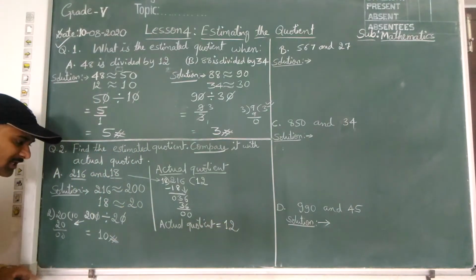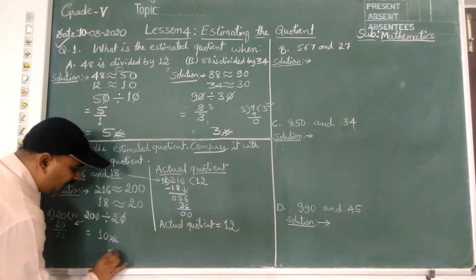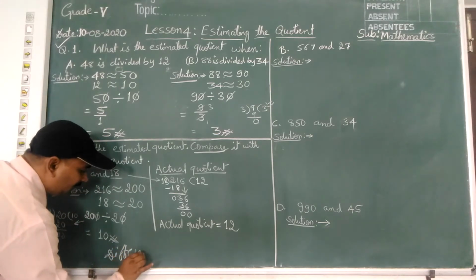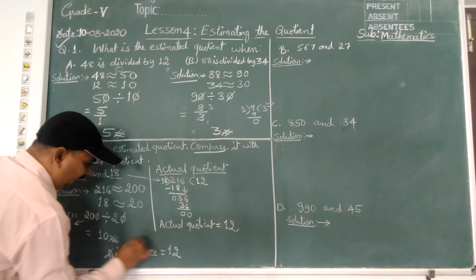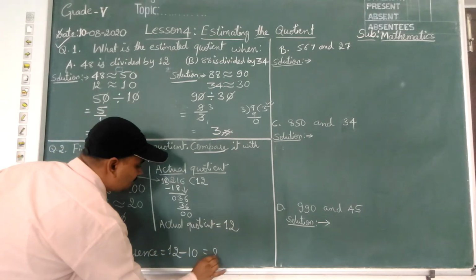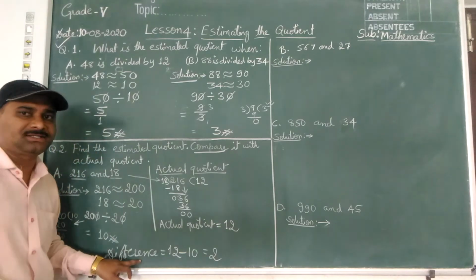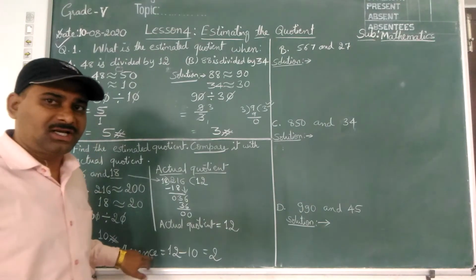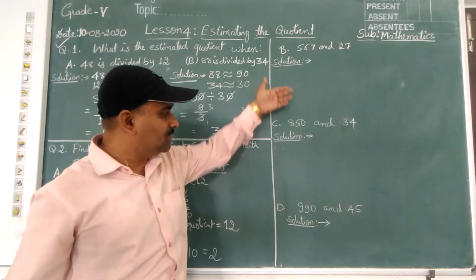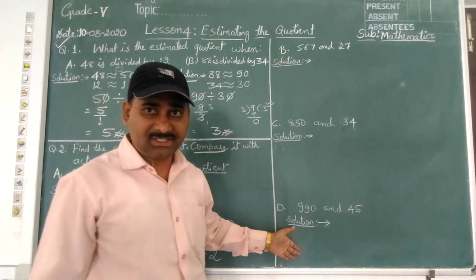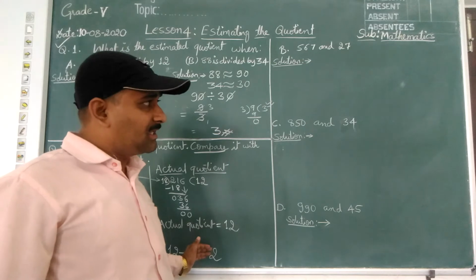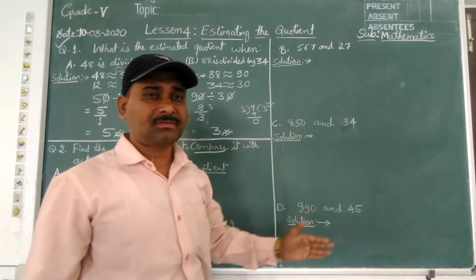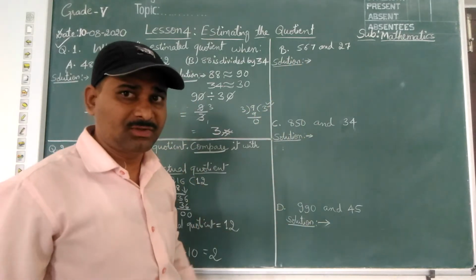Estimated quotient is 10. Now difference means compare. Difference is what? 12 minus 10 is 2. This is the comparison. Understood, children? Like this, three more examples are there, in total A, B, C, D. By following the same steps, we'll do these three also, right?